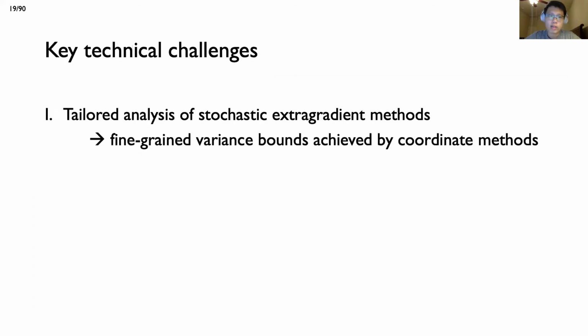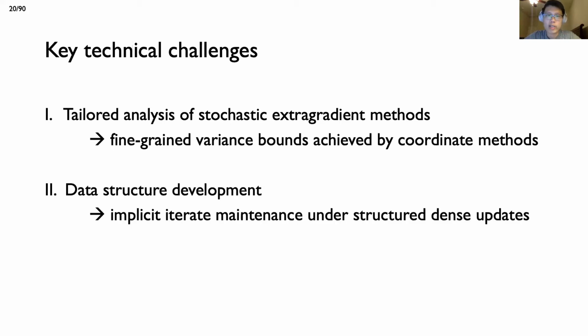The key technical challenges which arise are twofold. First, to reflect the numerical sparsity gains of coordinate methods, we need to tailor analysis of stochastic methods to capture local notions of variance, and carefully design sampling distributions to match them. Second, we need to develop ways to implicitly maintain and query iterates in near constant time. This is challenging, especially in the case of variance reduction, where updates may be fully dense, and all m plus n coordinates may change every iteration. We will discuss these in detail in the rest of the talk.